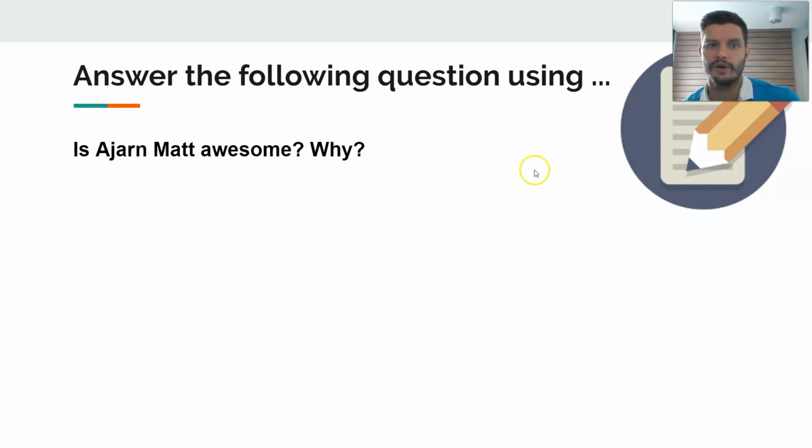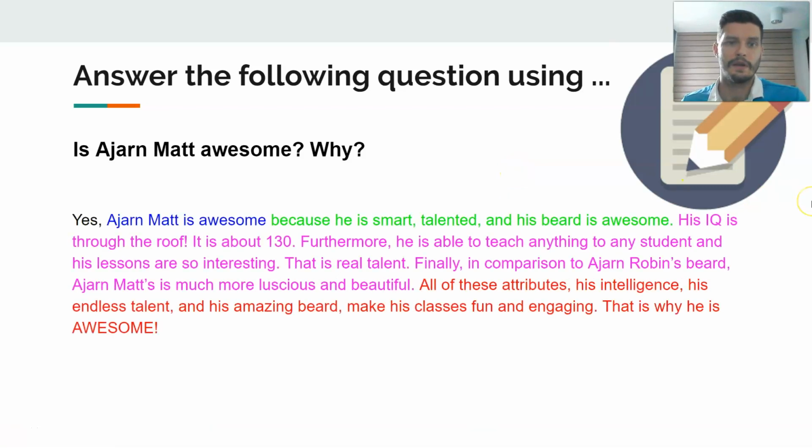But let's try again using RACE writing. Is Ajahn Mat awesome and why? Yes, Ajahn Mat is awesome because he's smart, talented, and his beard is awesome. His IQ is through the roof. It's about 130. Furthermore, he's able to teach anything to any student, and his lessons are so interesting. That is real talent. Finally, in comparison to Ajahn Robin's beard, Ajahn Mat's is much more luscious and beautiful. All of these attributes, his intelligence, his endless talent, and his amazing beard, make his classes fun and engaging. That is why he is awesome.